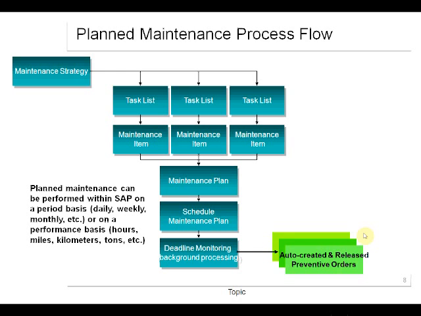Period basis means either daily, weekly, monthly, etc. For example, if you consider a vehicle, when you buy a new vehicle, they say within the first 3 months you have to get the first service done, then in the next 3 months the next service done, then in the next 6 months the next service done, something like that. So we are doing the maintenance activity based on time. Period is nothing but based on time.